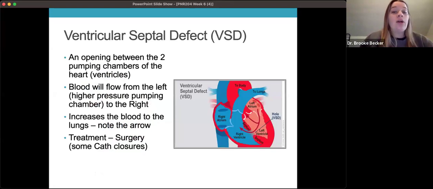VSD, very similar to ASD. Okay. Still more pressure to the lungs. Okay, still more blood flow to the lungs. This is just an opening in the septal wall between the two ventricles. So you can see that here. So the blood's going to go once again from the left side to the right side because there's less pressure on the right side than there is left. So the blood's going to shunt through that opening to the right ventricle. Then it's going to circulate to the lungs again. Okay, before it goes to the body. Once again, cath closure. Sometimes they have to have more of an open surgery to fix VSDs.